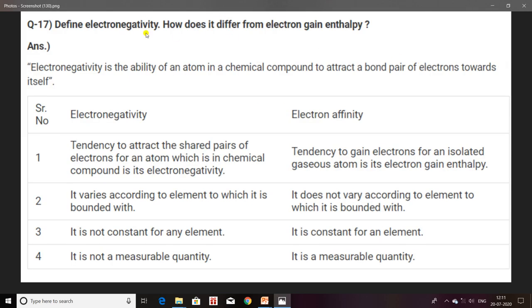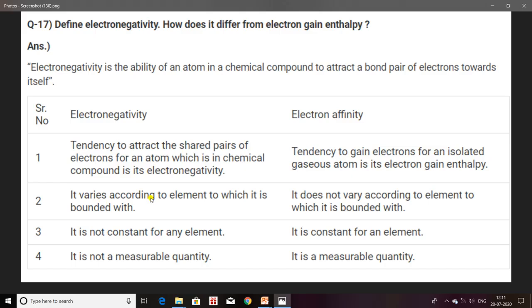Question number 17. Define electronegativity. How does it differ from electron gain enthalpy? So electronegativity is the tendency to attract the shared pair of electrons in a covalent bond. On the other hand, electron gain enthalpy or electron affinity is the tendency of an isolated gaseous atom to gain an electron. When we add an electron, the amount of energy released is known as electron gain enthalpy. And the tendency to attract a shared pair of electrons in a covalent bond is known as electronegativity.